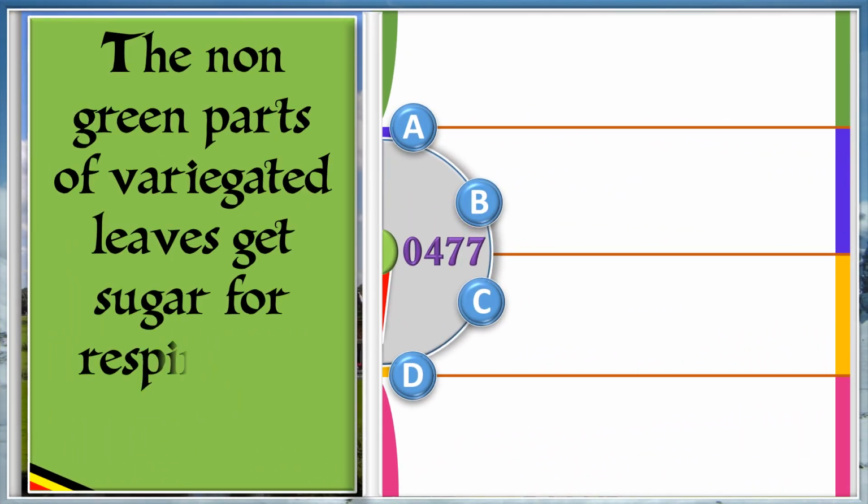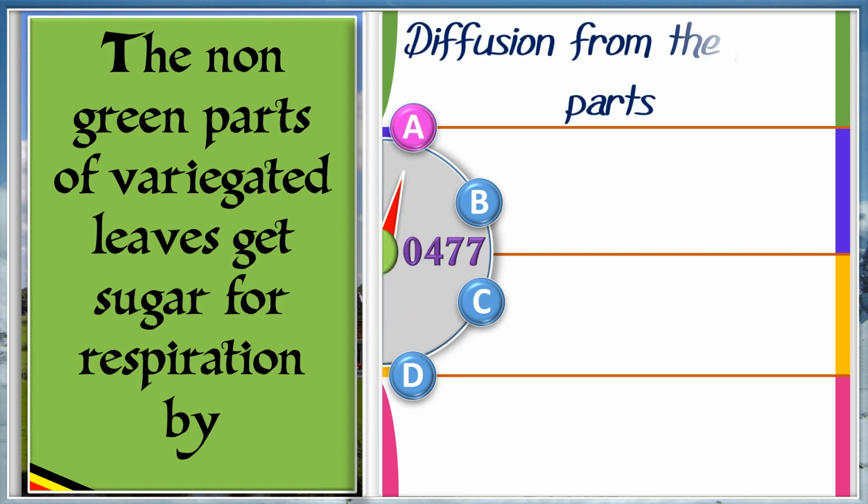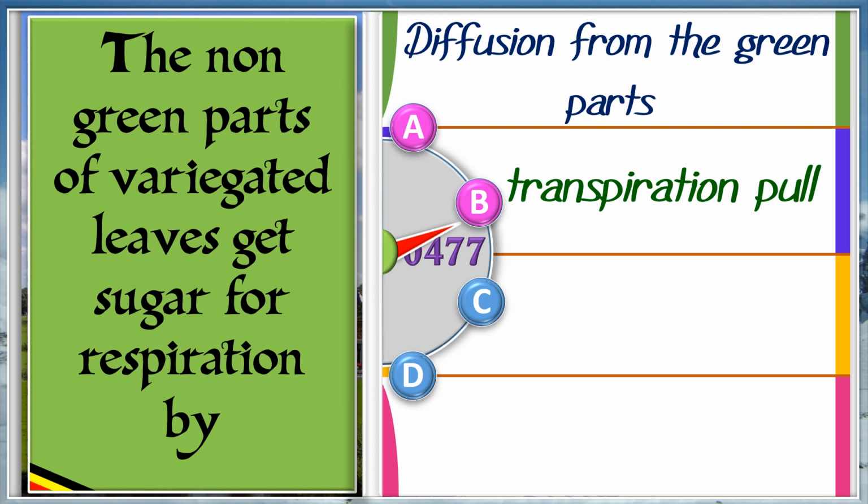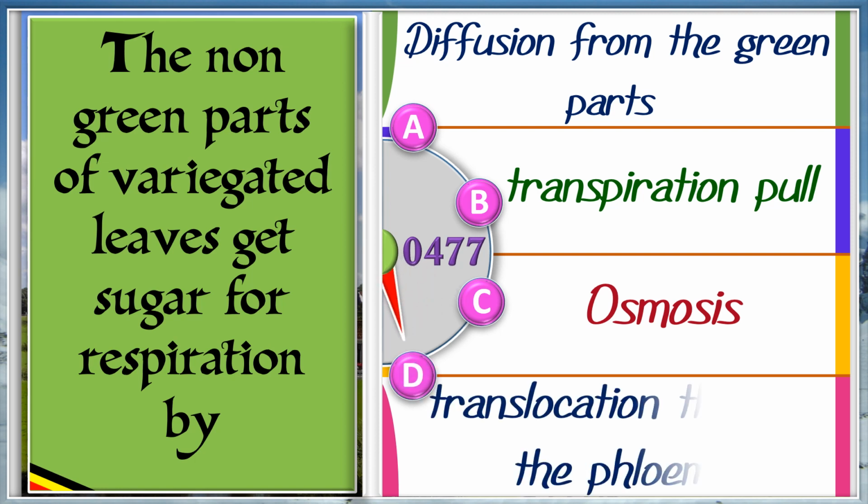The non-green parts of variegated leaves get sugar for respiration by: A. diffusion from green parts. B. transpiration pull. C. osmosis. D. translocation through the phloem. And the answer is D. translocation through the phloem.